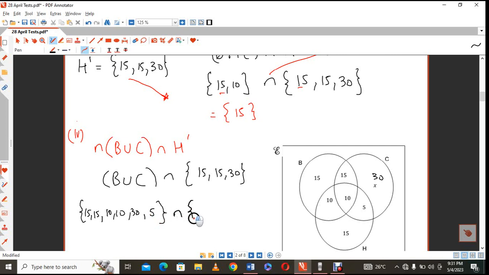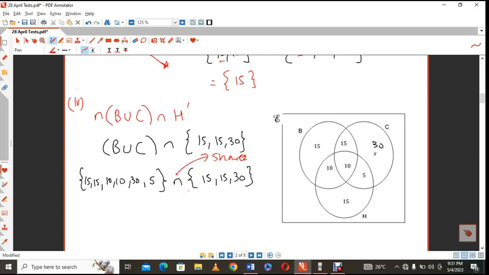Now we're going to look at, again, to keep on using this word, what is it that they share. They are sharing, again, let me have a look at it, they are sharing a 30. So I'm going to have 30.